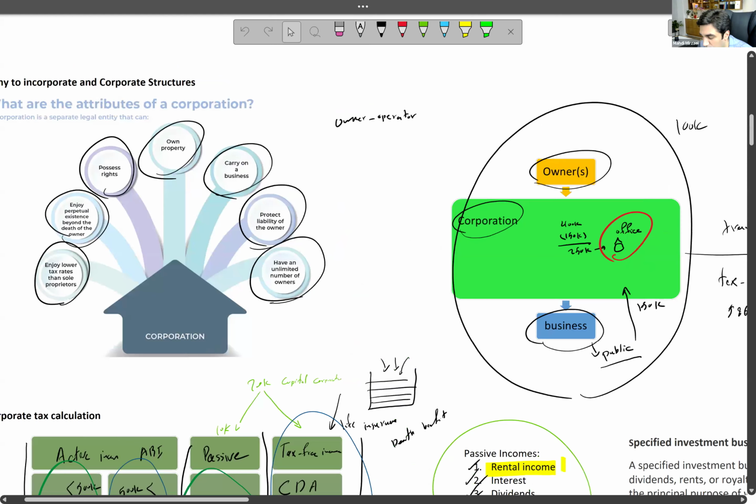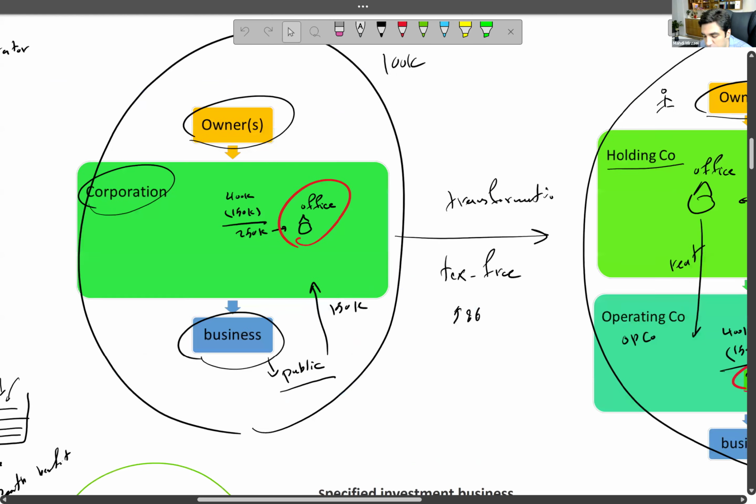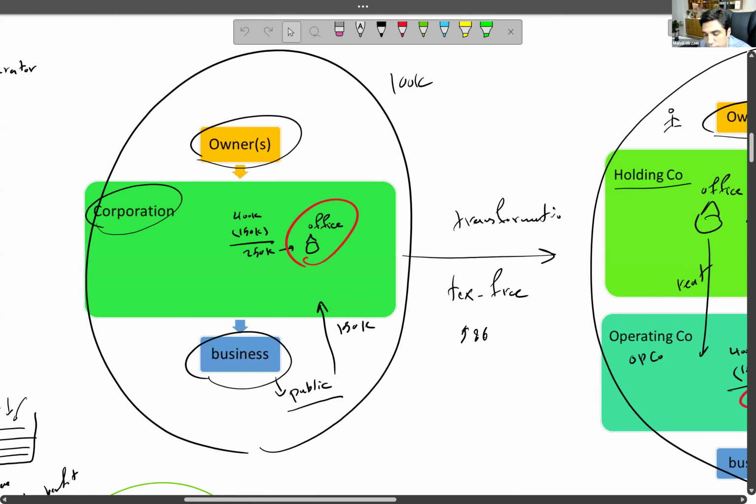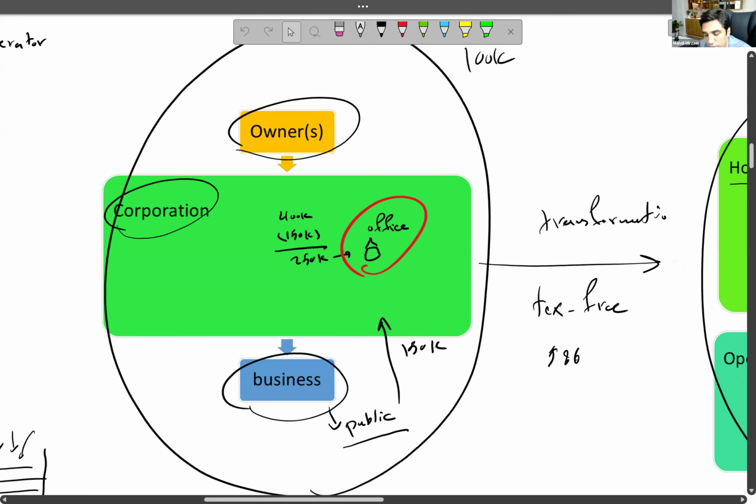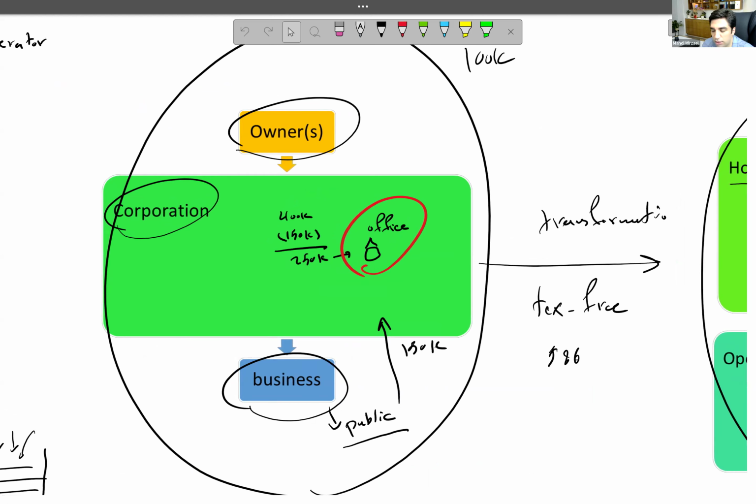Then we talked about the structure. The traditional structure is that owners own a corporation and the corporation does business with the public. So if someone wants to sue the corporation, they will have access to all the money that is earned in the corporation.